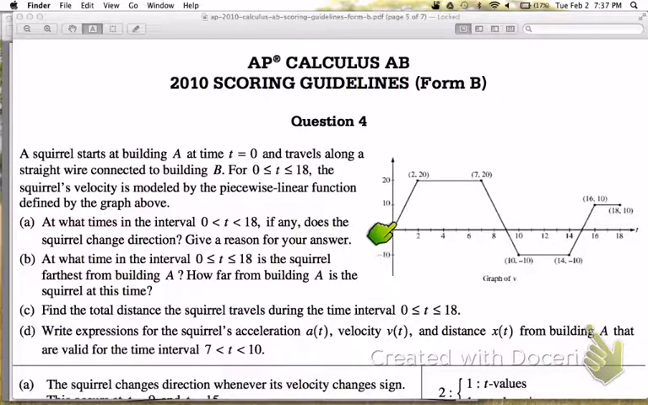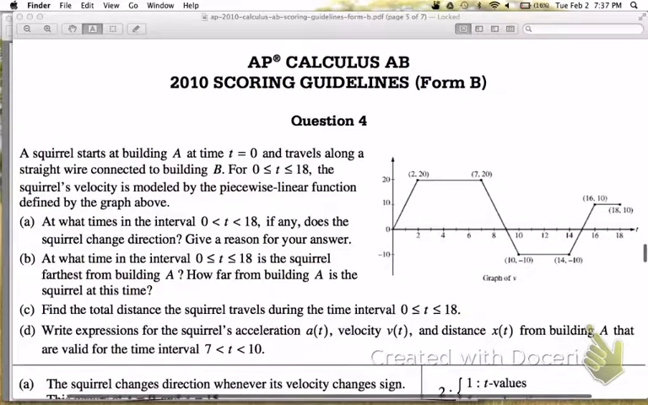So because this first interval right here is positive, that means that the squirrel is going towards building B, and then right here it has a 0, so that means it changed direction and it started going back the other way. So now that it's negative, it's going back towards building A, and it's negative for a bit, and then again it changes direction. So it changes direction twice, and that happens at both of these zeros, at 9 as well as at 15.